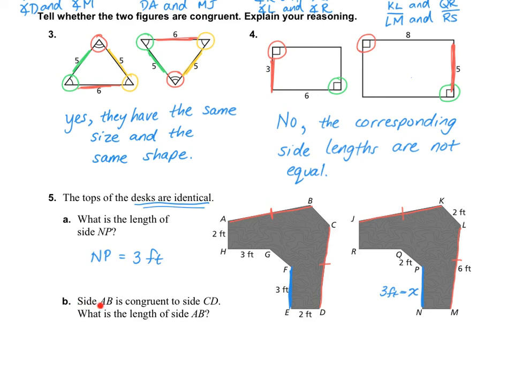All right, so let's say side AB is congruent to side CD. We wrote that. What is the length of AB? Well, we're told we have the 6 feet here, which means that this length has to also be 6 feet, and that means that this length has to be 6 feet as well. So those are all 6 feet in length. So our answer is that AB equals 6 feet.